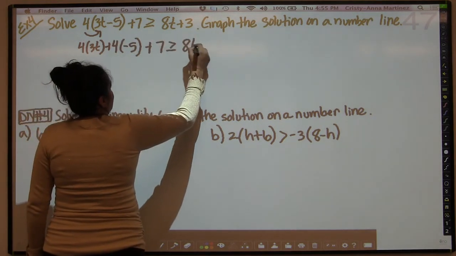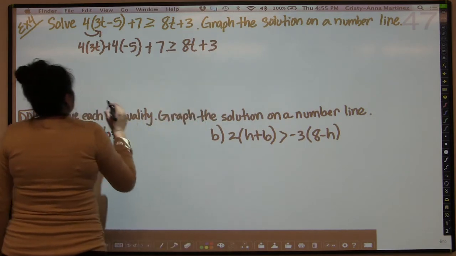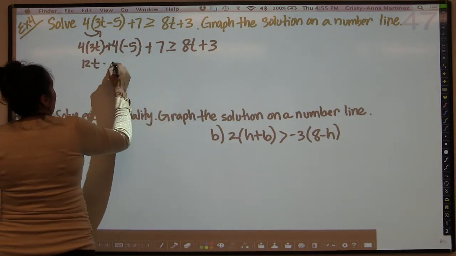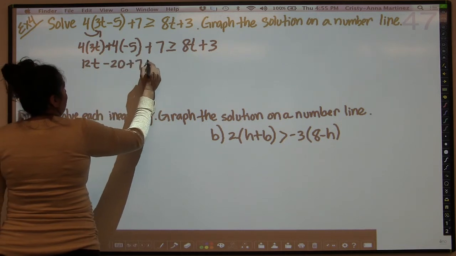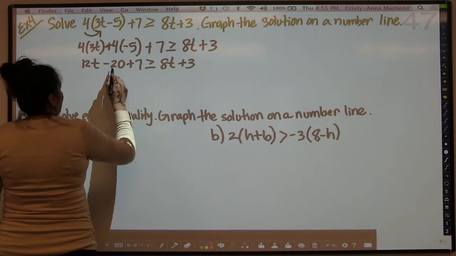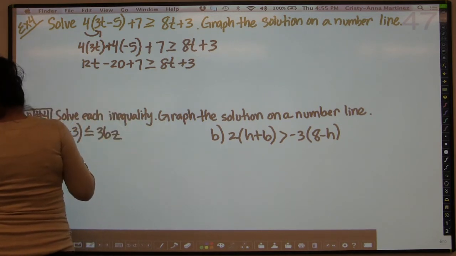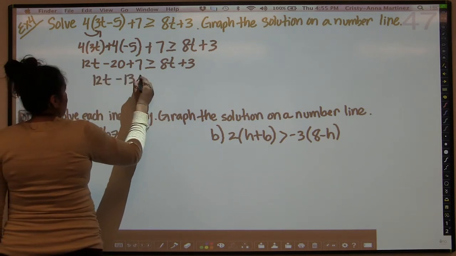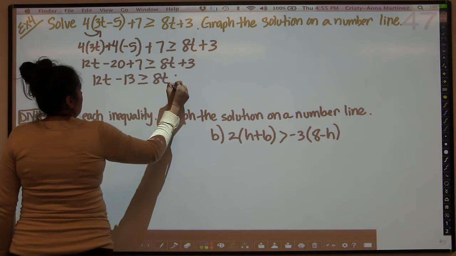And then we get 8t plus 3. So 4 times 3 is 12t. 4 times negative 5 is negative 20. We have our plus 7 greater than or equal to 8t plus 3. Negative 20 plus 7 is going to be negative 13. So 12t minus 13 greater than or equal to 8t plus 3.